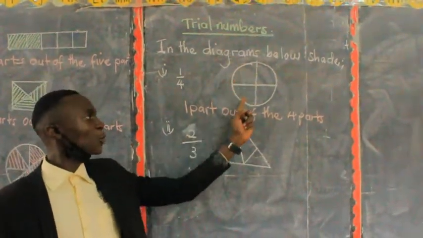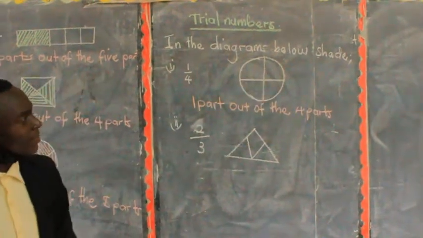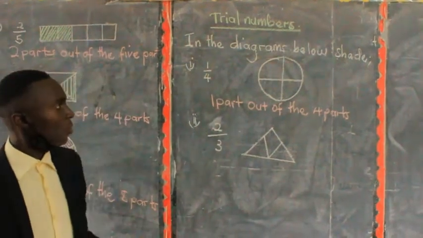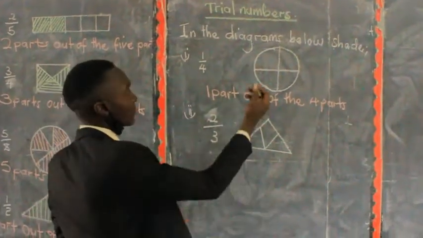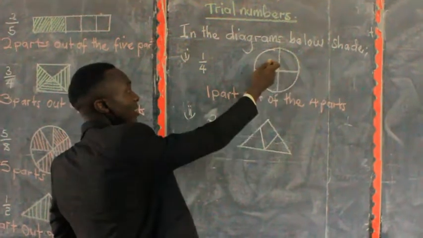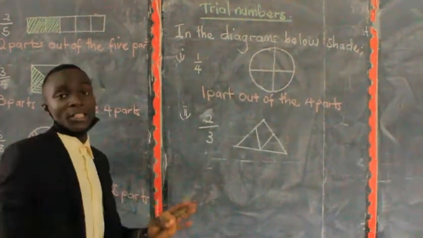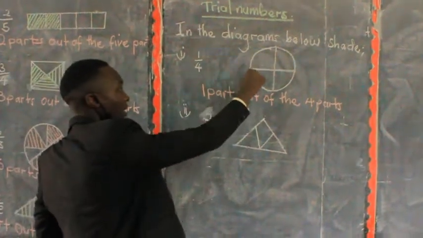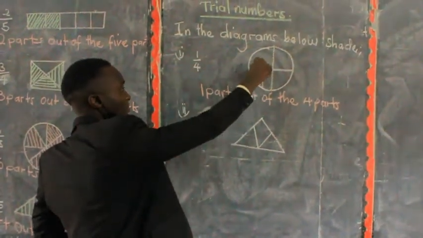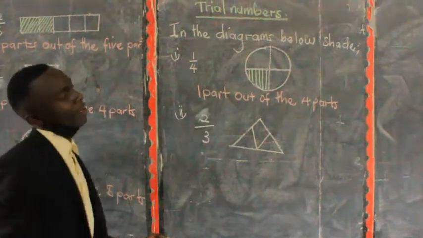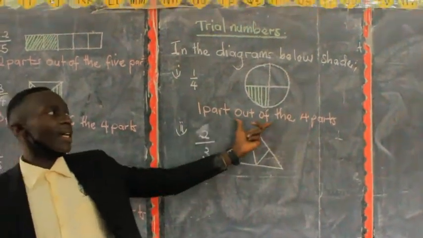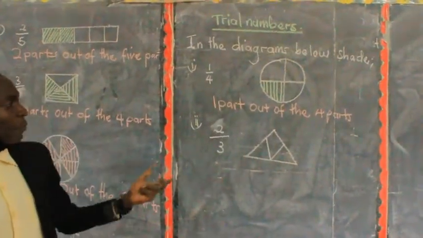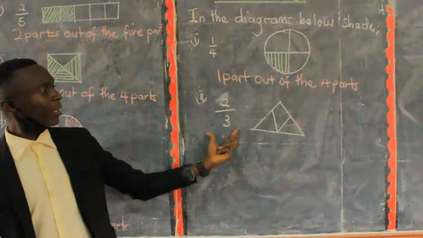So we are going to shade one part out of these 4 parts. Let's count 1, 2, 3, 4. They are 4 parts, but the question is saying that we should only shade one part. So you shade one part of your choice. You can shade this one, you can shade this one, so long as you have shaded only one part. So let me shade this one. So that one simply means that I have shaded 1 out of 4. We go to the next trial number.